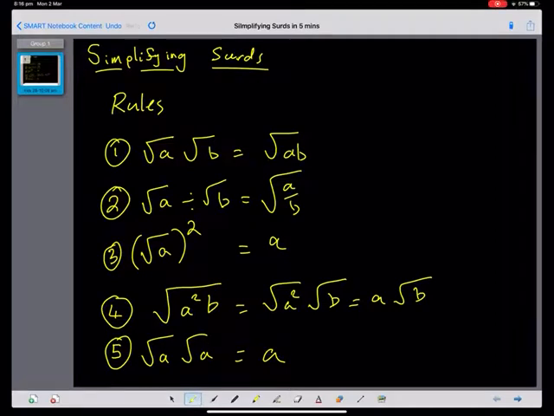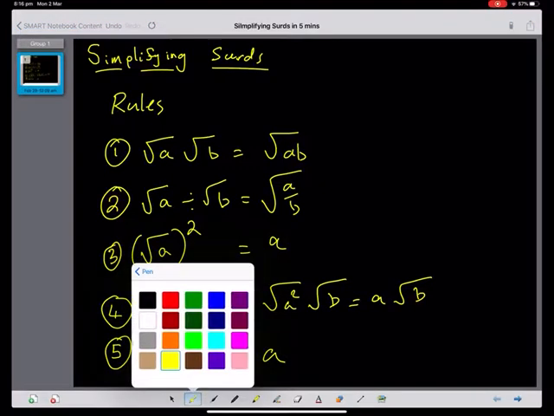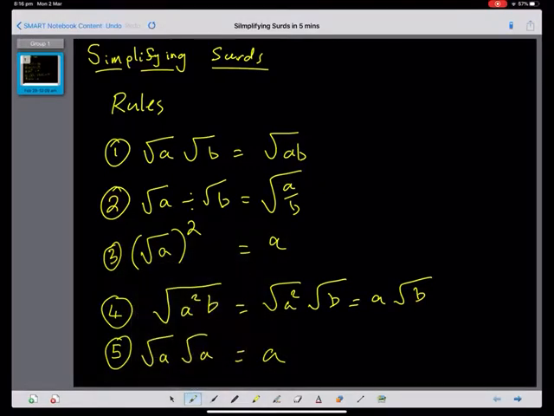Okay, so just a very quick video on simplifying surds, and I've just got some rules here. Rule number 1 simply states that if we have the root of a multiplied by the root of b, that is equal to the root of ab. Let's give you an example. Root of 2 multiplied by the root of 3 is the root of 6.